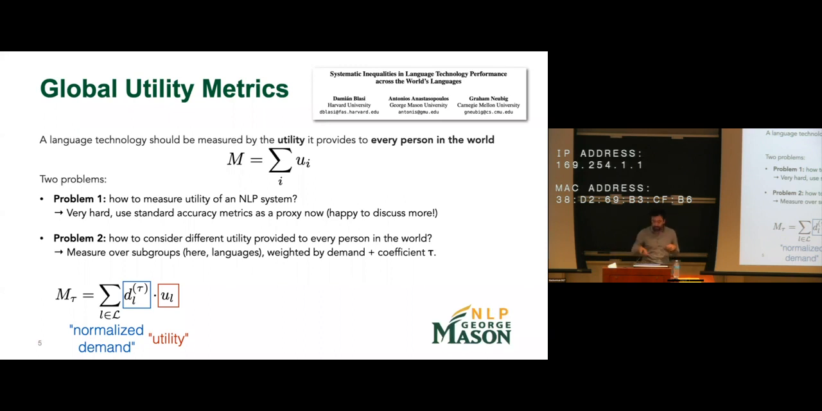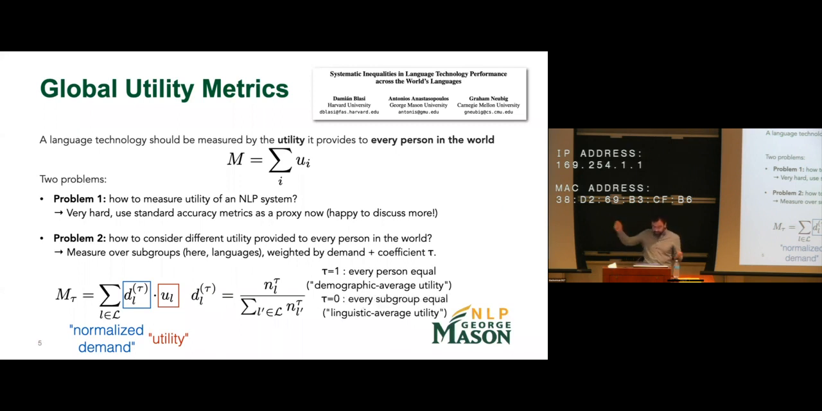And I have this normalized demand here because there are different ways that you can view demand, right? You can say, I want to build models that are equally good for all languages in the world. So you care about some notion of linguistic equity, so that all languages get hopefully equal performance or equal utility to all of their subgroups. Or you might care more about the people themselves. So you might have some sort of demographic utility, so that you think about how many people you're actually affecting with your work. So this is a tau parameter that you can play with to get this demographic or linguistic average utility.